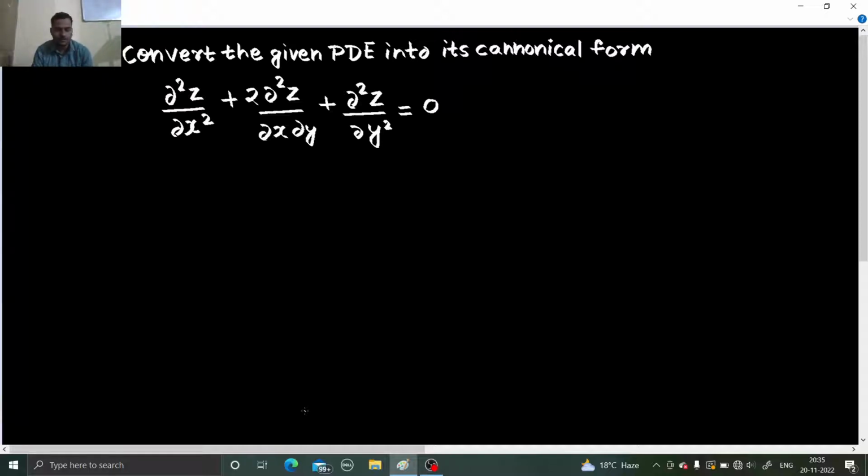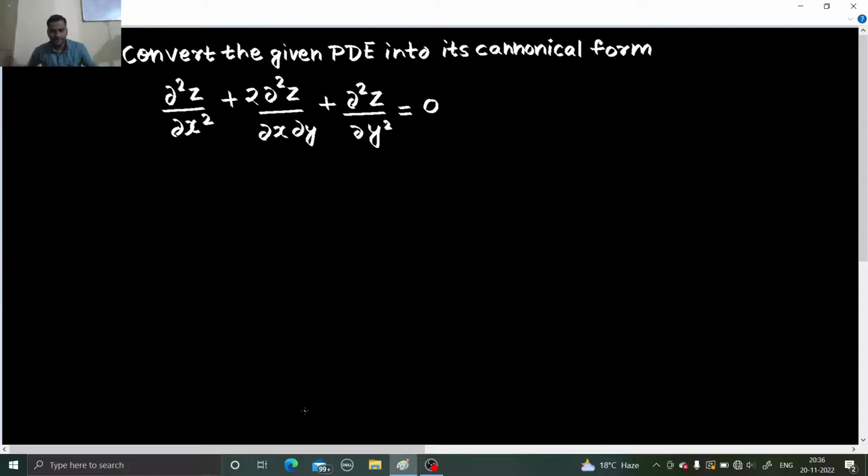So let's focus on this problem. We have to convert the given partial differential equation into its canonical form. So the partial differential equation is given. I have already discussed one problem. There are basically three types of problem. The equation can either be hyperbolic, parabolic, or elliptic.